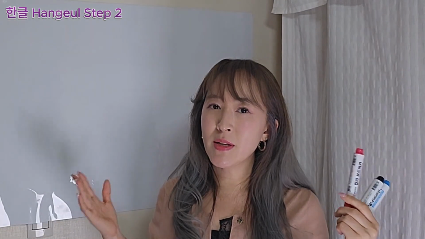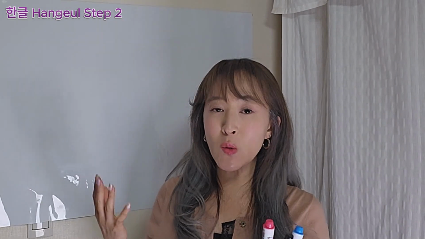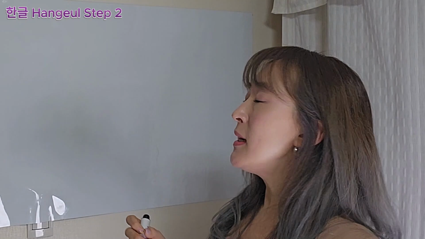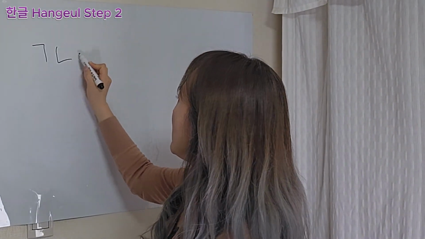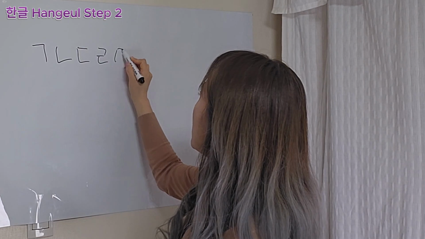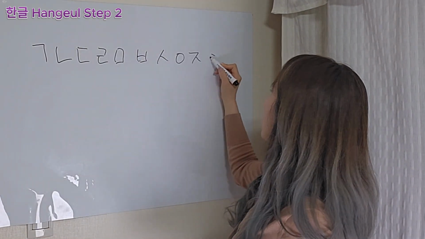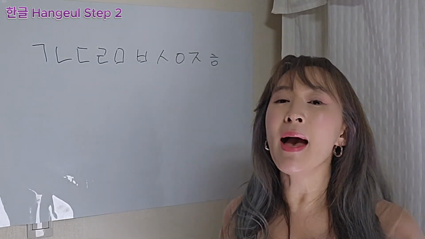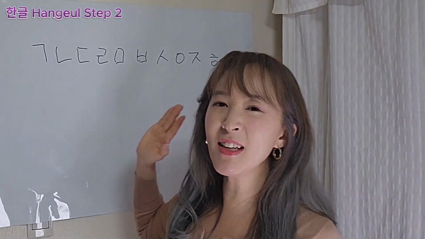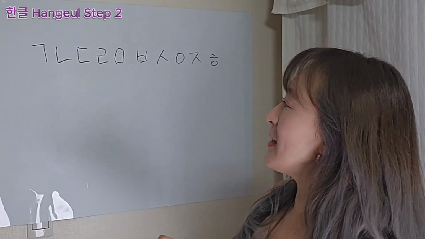So remember the 10 basic consonants we learned in the last video? We will be using them again to make the second set of consonants. So I'll just write them down as a reminder. 기역, 니은, 디귿, 리을, 미음, 비읍, 시옷, 이응, 지읒, 히읗, right? So these are what we had last time. And today we will be making a little stronger sounds. And again, we put the little line here.